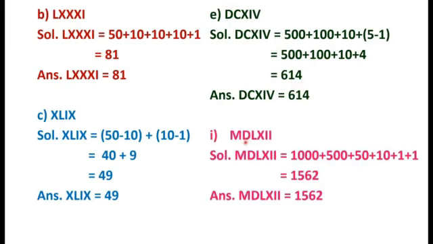The next question again says MDLXII. So you can see here, children, M has the value 1000, D is 500, and L is 50, and then X is 10, and II, that means 1 plus 1. So all the numbers are coming one after the other, means the bigger one is coming first and the smaller one is coming afterwards. That is why we have added all the numbers over here. So when we add all this, we will get 1562. So the answer is 1562.